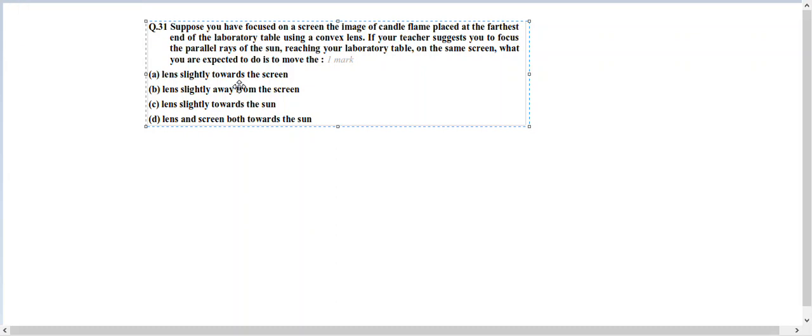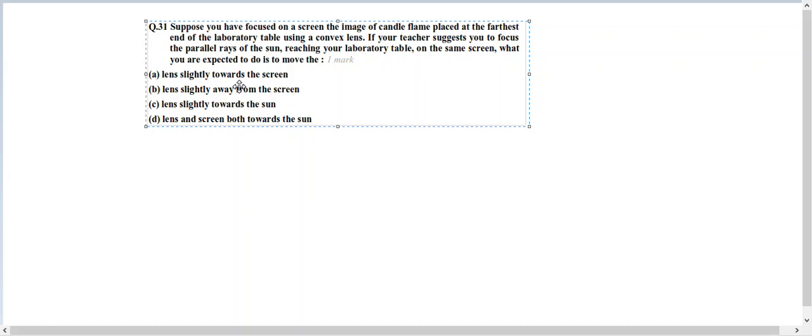It says that suppose you have focused on a screen the image of a candle flame placed at the farthest end of the laboratory table using a convex lens. If your teacher suggests you to focus the parallel rays of the sun reaching your laboratory table on the same screen, what are you expected to do?